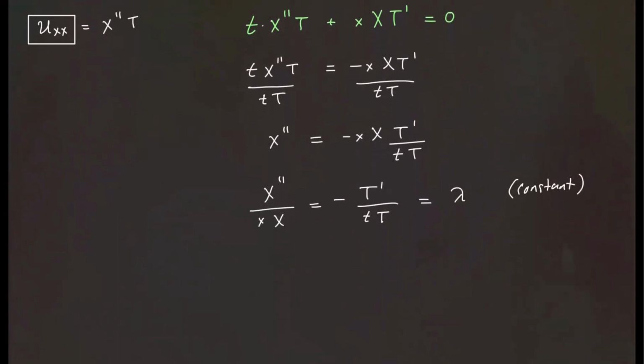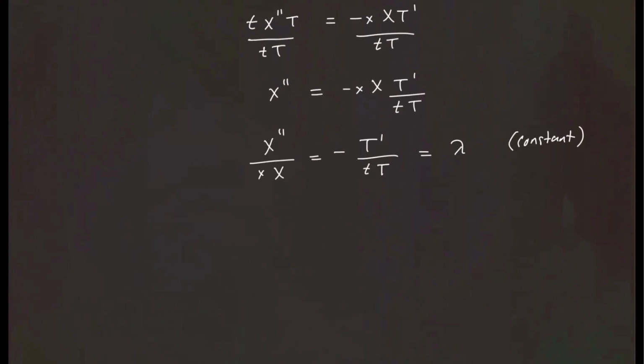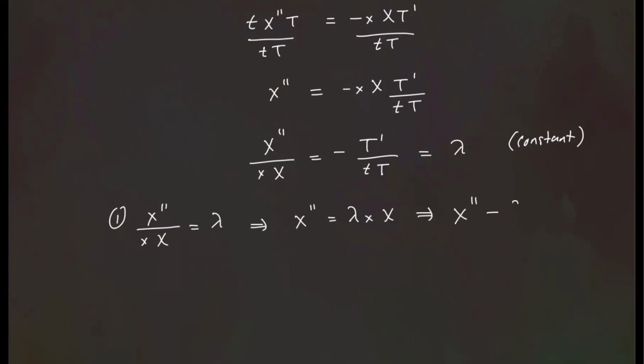Okay, so now we're going to split this up into two ordinary equations. So we'll take this equation, set it equal to lambda, and solve for it. So one will have this setup, X double prime over little x, big X is equal to lambda. Multiply both sides by little x and big X. So you'll have X double prime is equal to little x times big X times lambda. So since lambda is a constant, I'll just put that in the front. And then move everything to one side, set it to 0. So you can also express this as X double prime minus lambda times little x big X equals 0. All right, so that's one of our ODEs.